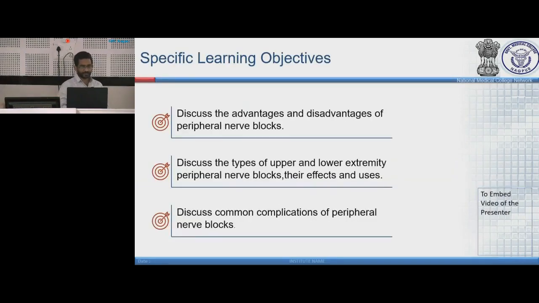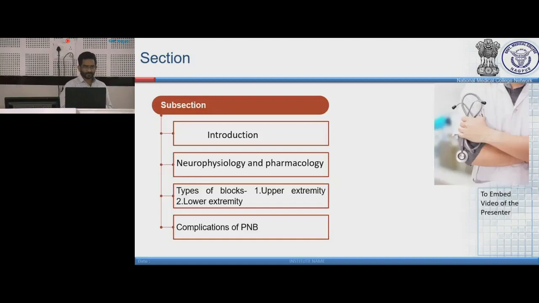Specific learning objectives. Discuss the advantages and disadvantages of peripheral nerve block. Then discuss the types of upper and lower extremity peripheral nerve blocks, their effects and uses. Discuss the common complications of peripheral nerve blocks. We will discuss under the headings: introduction, neurophysiology and pharmacology, complications of peripheral nerve block, types of block, upper extremity and lower extremity blocks.